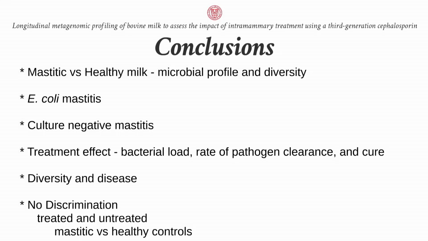So with that, I'd like to conclude that mastitic milk differed from healthy milk in both microbial profile and diversity levels for both E. coli and culture negative. However, culture negative mastitis samples were not found to be dominated by any type of bacterial family. E. coli samples were extremely dominated by Enterobacteriaceae. We were not able to see any striking treatment effect in either bacterial load, rate of pathogen clearance, or cure. Diversity correlated with disease, with healthy samples being more diverse than mastitic samples regardless of the pathogen that was causing mastitis. And we could not discriminate treated versus untreated quarters, or upon the end of the study, we could not discriminate mastitic versus healthy quarters when we performed multivariate analysis.